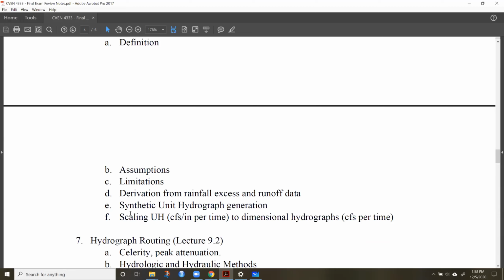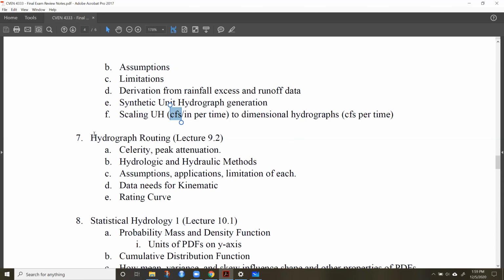And then once you create that unit hydrograph, it's usually going to have units of CFS per inch. We want to be able to scale that based on an input rainfall event that has a certain depth in inches. You multiply that depth by the unit hydrograph Y values, and then you get CFS.